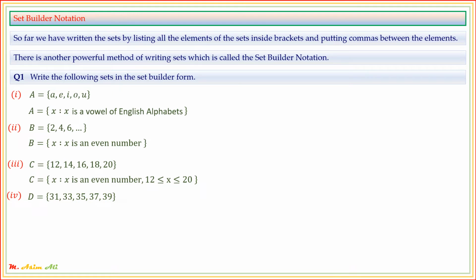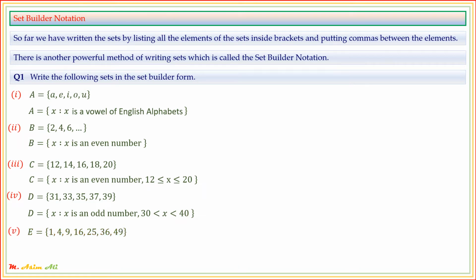Third example, D. These are the numbers 31, 33. We can easily identify them as odd numbers, starting from 31 and ending at 39. So we can write set D is a set of elements x such that x is an odd number and x is between 30 and 40. Now this time I have not used lines below the inequalities. That means 30 and 40 are not inclusive. But all the numbers between 30 and 40 are inclusive and they are odd numbers. We have already stated that they are odd numbers. So between 30 and 40, you have the odd numbers 31, 33, 35, 37, 39.